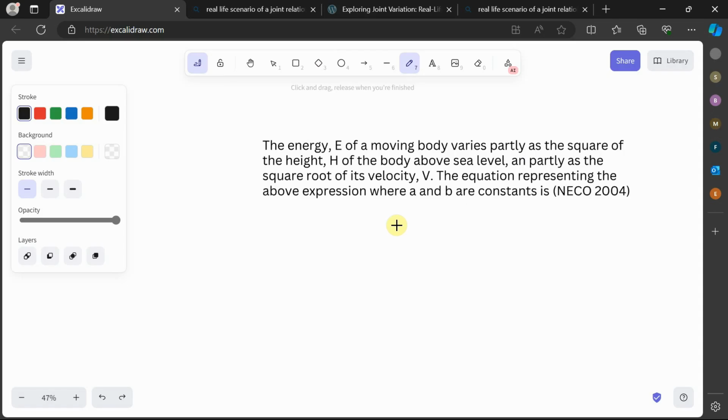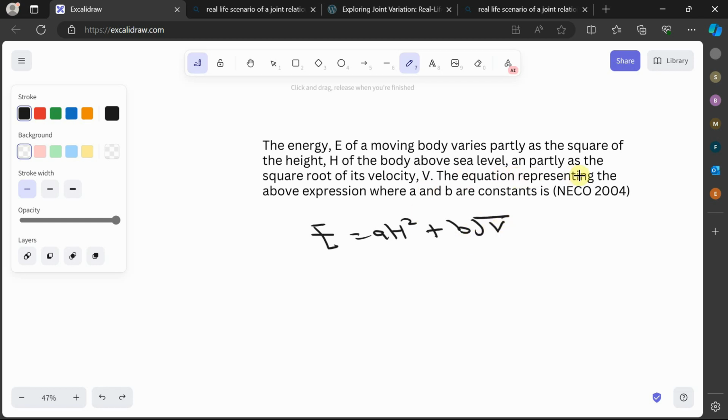This is mostly things like this that you'll be seeing, but just break it down. They said energy E varies partly as the square of the height h. Because it varies partly, that would be like h squared plus, because there's a partial variation. So h squared, but we have to put the constant a. It could be any constant, it could be k. And it says partly as the square root of v. So let me use the other constant to be b. So that would be square root of v.